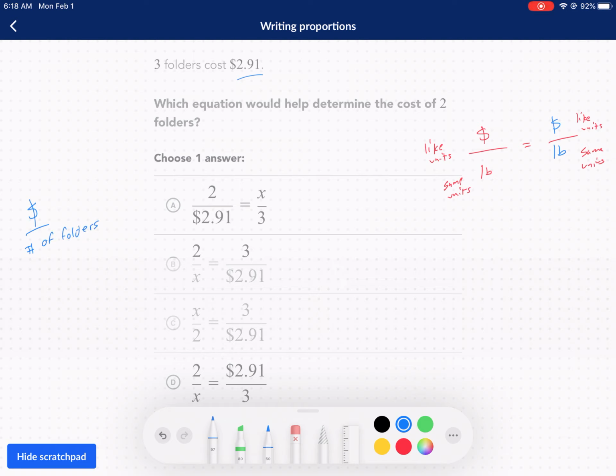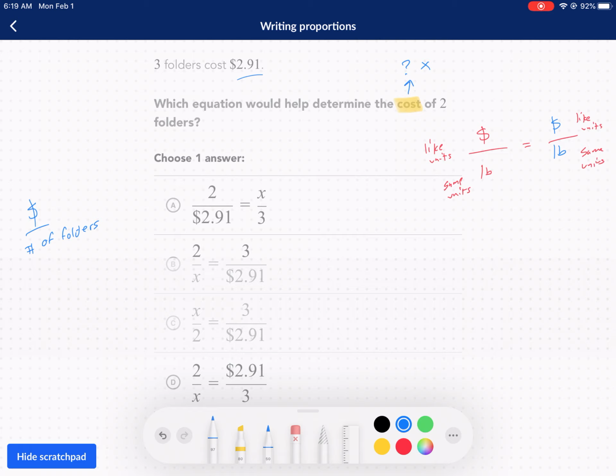So whichever of these choices we select, we need to make sure that it's equal on both sides. For example, look at number one. First, let's determine what it's asking. It's asking us to determine the cost, so the key word there is cost. If we don't know the cost, we give it a variable. We can call it x, and that's the variable it chose.